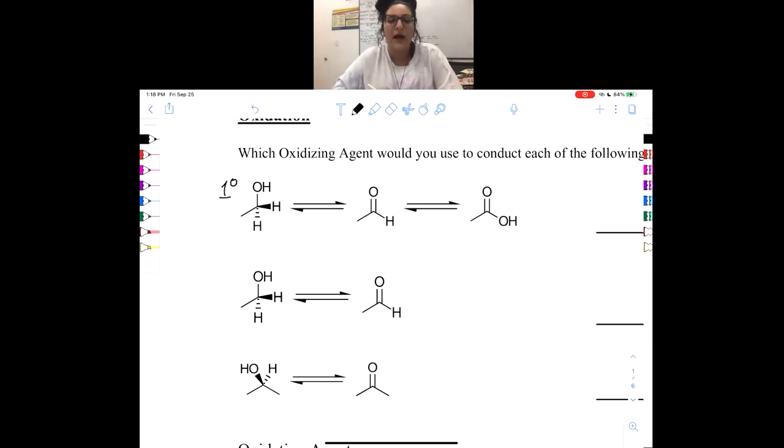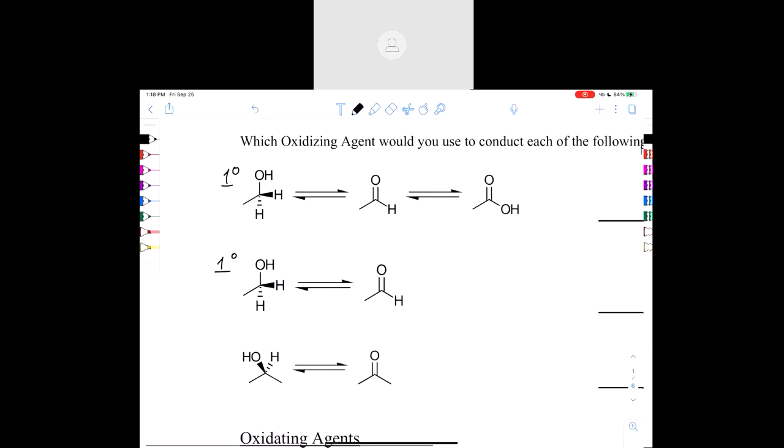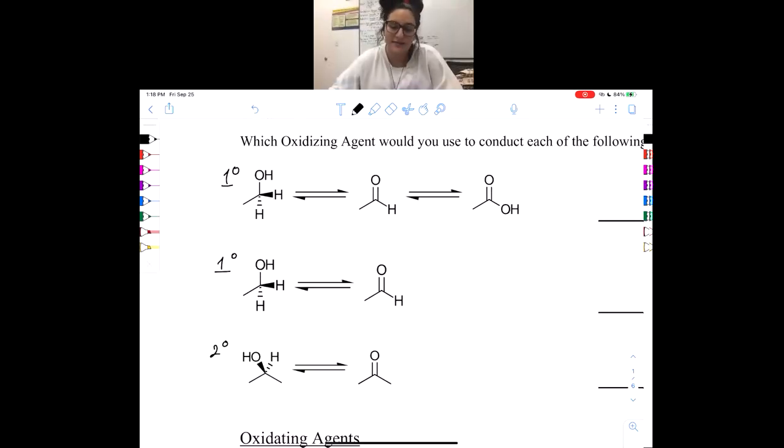What's your question? Was the first alcohol primary, secondary, or tertiary? But I already wrote primary. But what about the second one? What do you think? No, it's not an alcohol, but it's primary too, no? This one. Oh, this one. Not primary. Okay, so this is secondary. And I didn't draw tertiary. Why not?